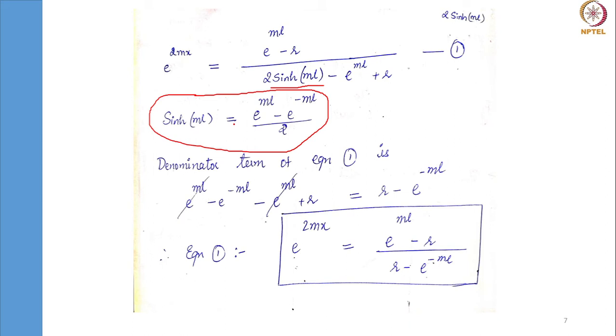Once we plug this value into equation 1, the rest is simple. E power 2 mx equals e power ml minus r by r minus e power minus ml. So this is the condition where temperature extremum can exist. And this is the value of x where it will happen.